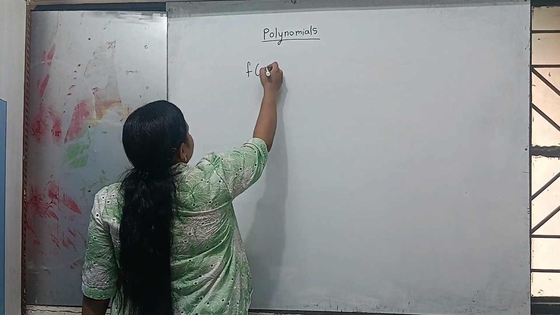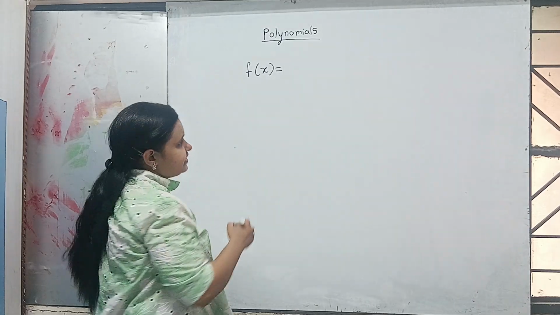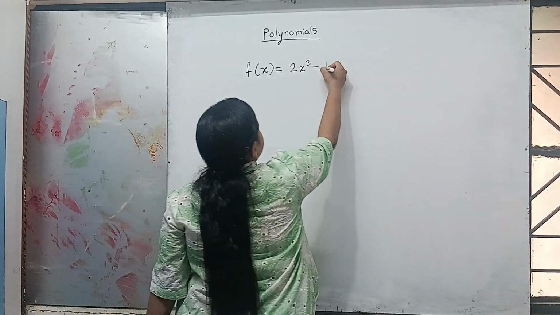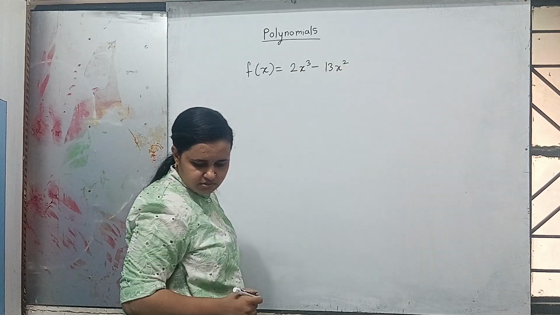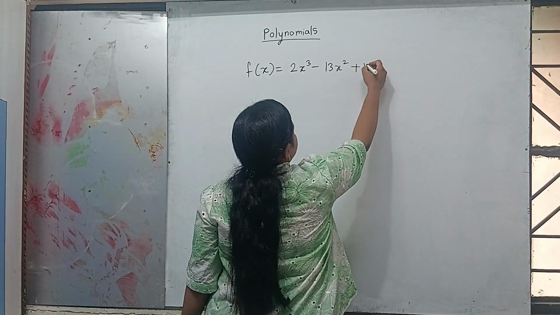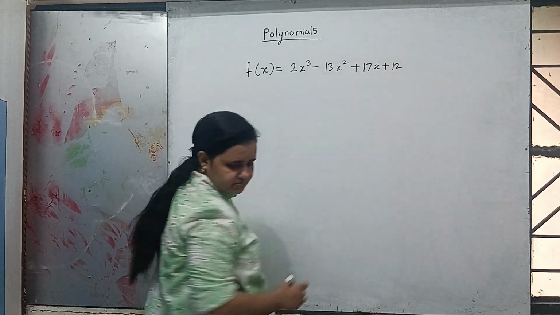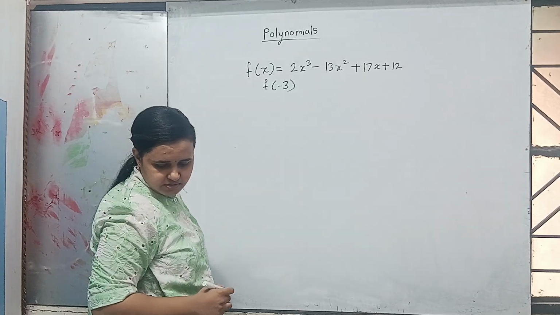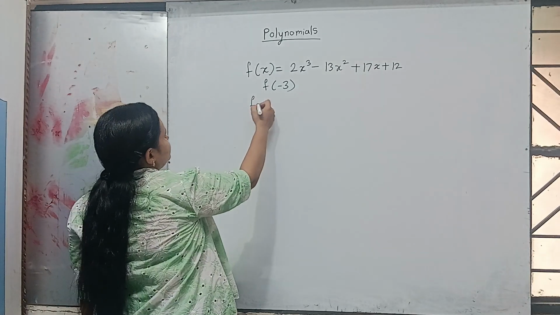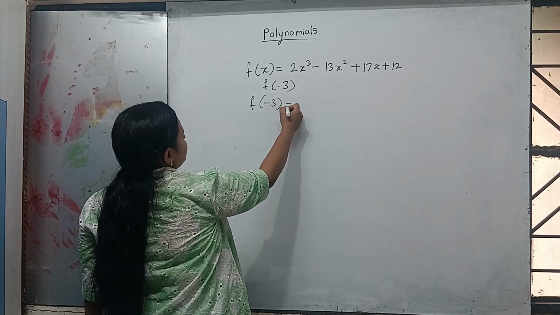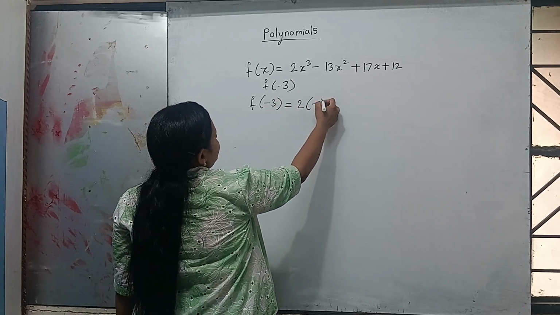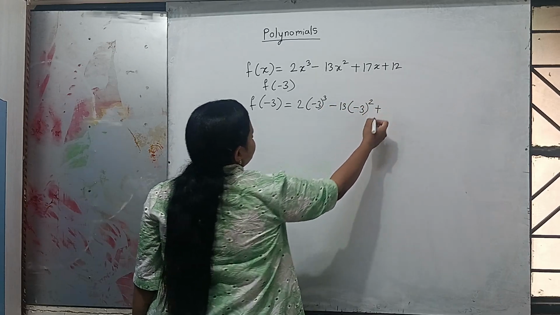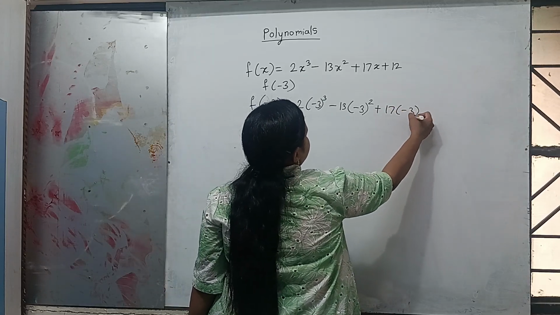Now the last one, f of x equals to 2x cubed minus 13x square plus 17x plus 12. When x equals to minus 3, we have to just put x equals to minus 3. So f of minus 3 will be 2 multiplied by minus 3 cube minus 13 into minus 3 square plus 17 into minus 3 plus 12.